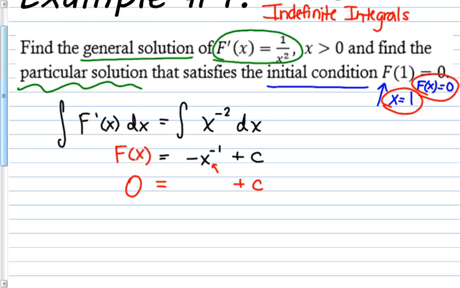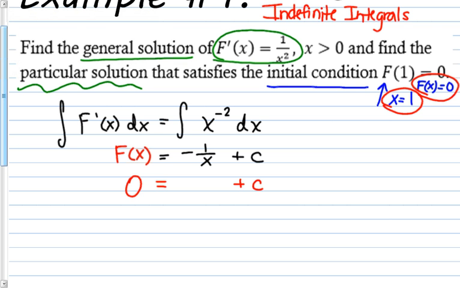Okay, now that looks ugly. Negative x to the negative 1 power. Okay, I'm going to rewrite that and I'm going to erase this. I'm going to rewrite it. Negative x to negative 1 power is actually, and I hope you're thinking and saying it out loud, 1 over x. The negative stays, right?